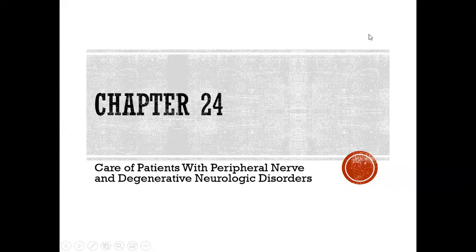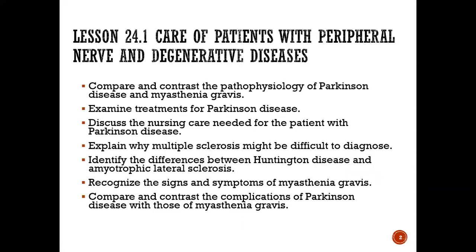Chapter 24, Care of Patients with Peripheral Nerve and Degenerative Neurologic Disorders. Lesson 24.1, Care of Patients with Peripheral Nerve and Degenerative Diseases. Compare and contrast the pathophysiology of Parkinson's disease and myasthenia gravis. Examine treatments for Parkinson's disease. Discuss the nursing care needed for the patient with Parkinson's disease.